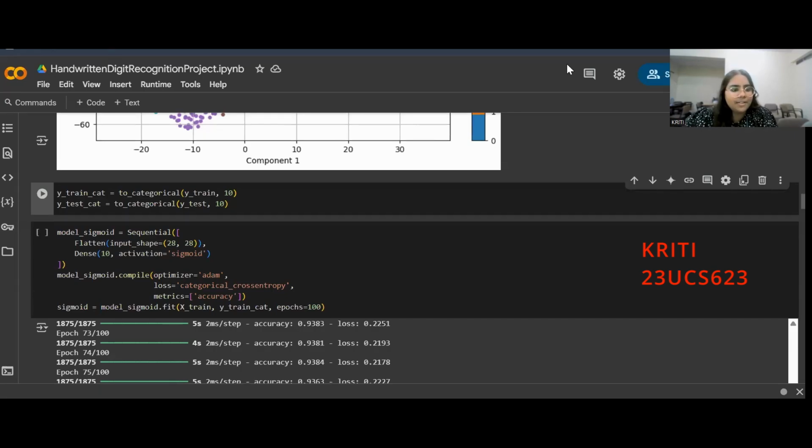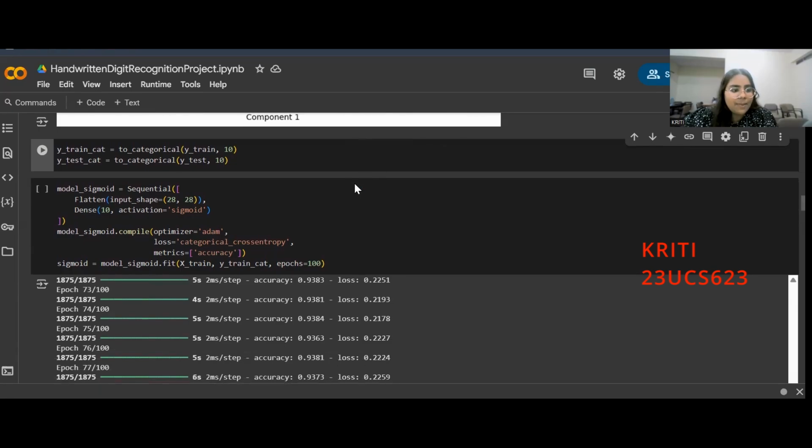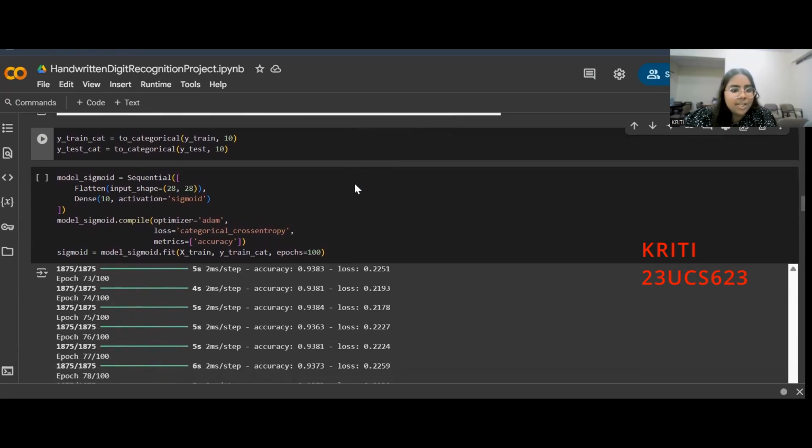I'm Kriti, and now we'll continue further. So first we have used one-hot encoding for the labels. Since this is a multi-class problem with digits 0 to 9, we have one-hot encoded the data as it converts each label into a vector.